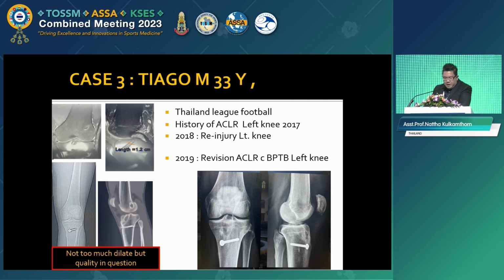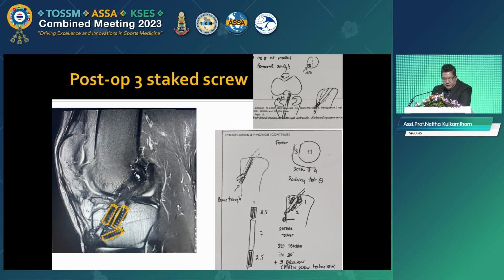I use bone patellar tendon bone graft. For the femur it is okay, I can make a new tunnel, but for the tibia, the graft is a little bit long for him. So I tried to put the first screw inside, but the graft still lagged. So I put the second screw at the back of the graft. It still lagged. So I put the third screw inside because I did not have bone left at that time.